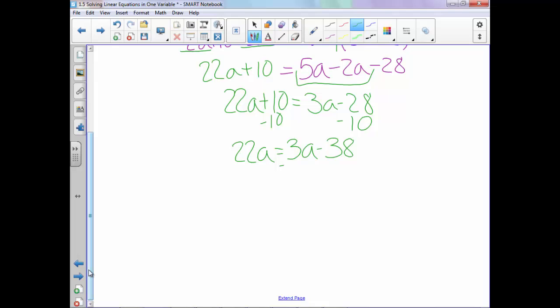Now move our a's. That 3 is positive, so we'll subtract it. So we'll have 19a equals negative 38. Divide by 19. And a equals negative 2.